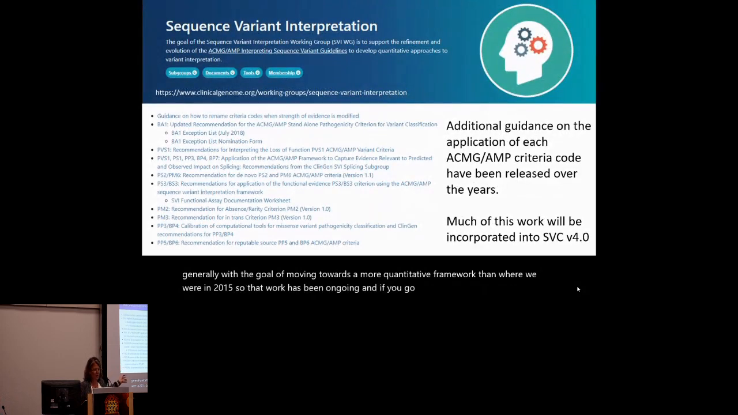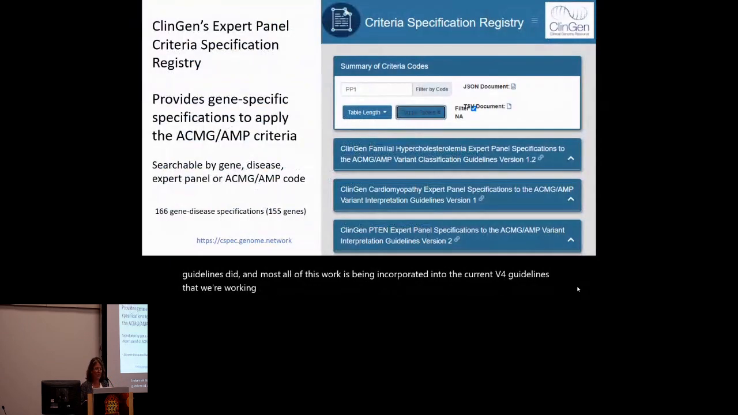And if you go to the ClinGen SVI website, you will see lots of different links. Some are published papers, others are just white papers, but they're really giving a lot more detail on how to evaluate and quantify these different evidence types that go a stage beyond what the 2015 guidelines did. And most all of this work is being incorporated into the current V4 guidelines that we're working on right now.